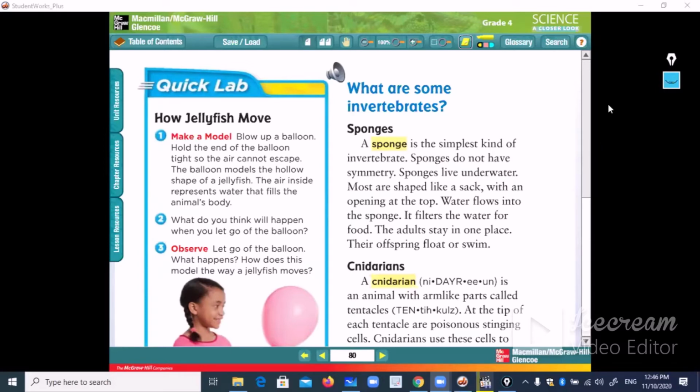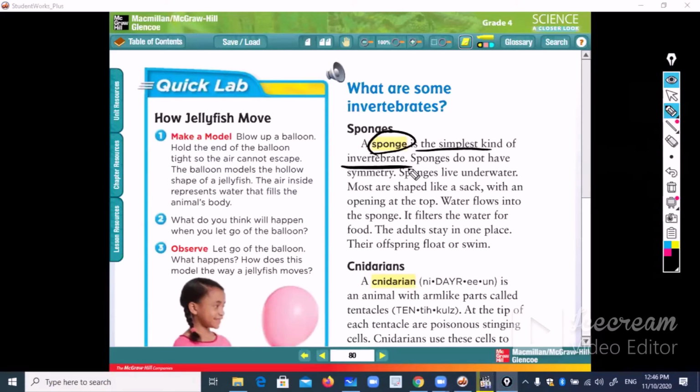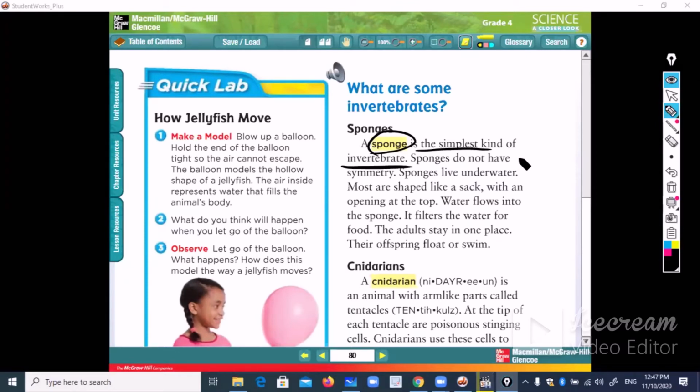Okay, guys. As you see here, the sponges are the simplest invertebrates. As I told you before, when we move up, the organisms become more complicated. What I mean is, at the beginning we take bacteria, archaea, protists, fungi, plants, animals. The organisms become more complicated. The same thing with the animal kingdom. The first step is invertebrates. Inside the invertebrates, we have sponges. The sponges are the simplest kind of invertebrates. And as you see here, guys, of course, there is no symmetry for all sponges, and all of them live under the water.